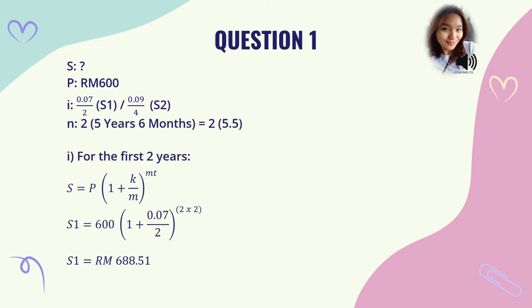First step, we need to find S for the first 2 years. We will be using the compound interest formula, which S equals to P bracket 1 plus K over M power of M times T. And then we substitute the value in the formula, where S1 equals to 600 bracket 1 plus 0.07 over 2 power of 2 times 2. We will get S1 equals to RM688 and 51 cent.